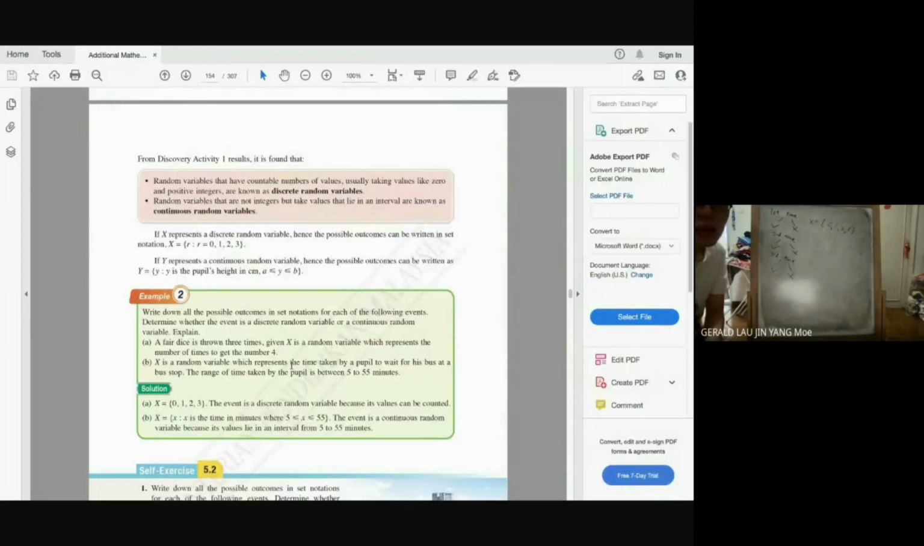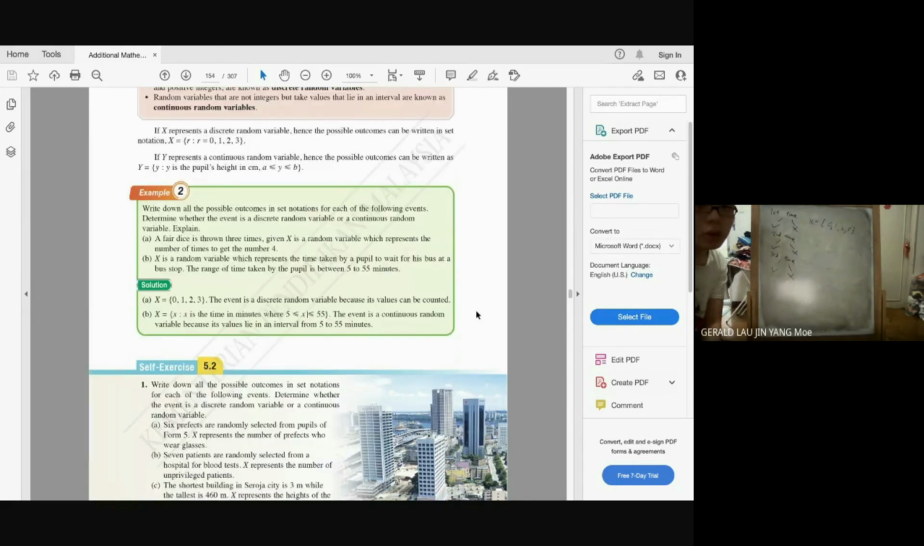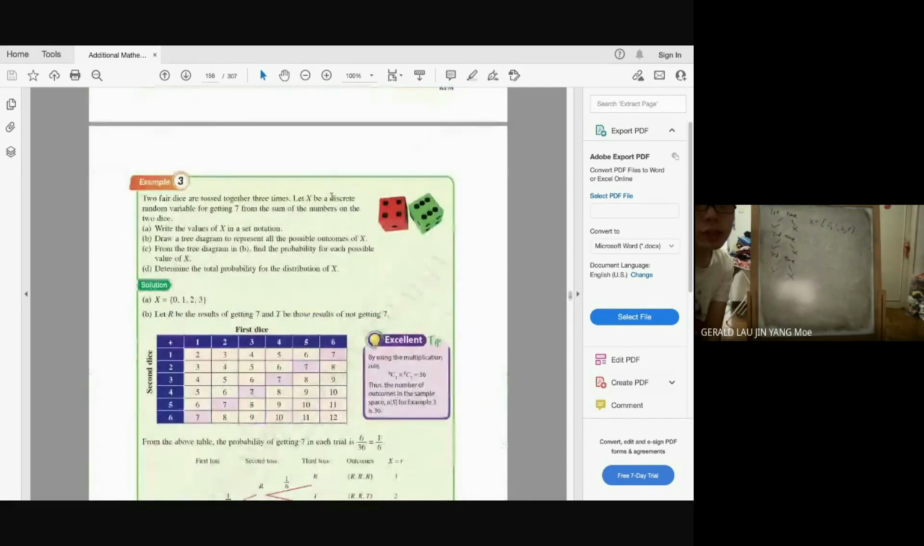Okay? Look at B. X is a random variable which represents the time taken for people to wait for this bus at a bus stop. Range of time is between 5 to 55. So it's a range. Okay, can be 5, can be decimal also, can be fraction, anything. So we write it like this. Okay, so this is continuous from 5 to 55. It is not only like 5, 10, no. Okay, it's not discrete like that. It can be continuous, maybe 5.1, 5.2, anything. So this is continuous.